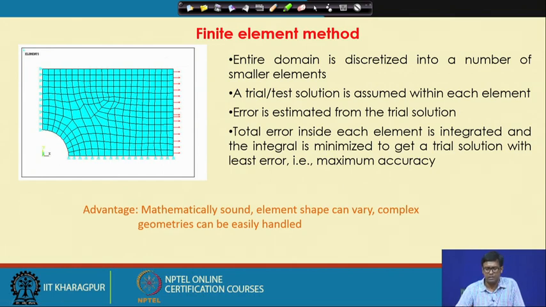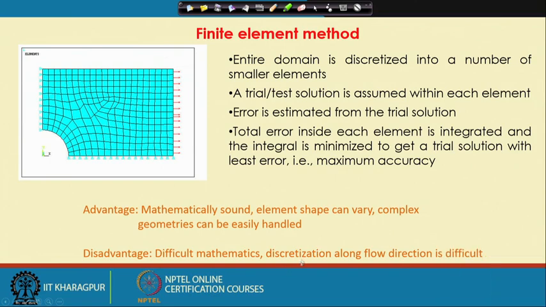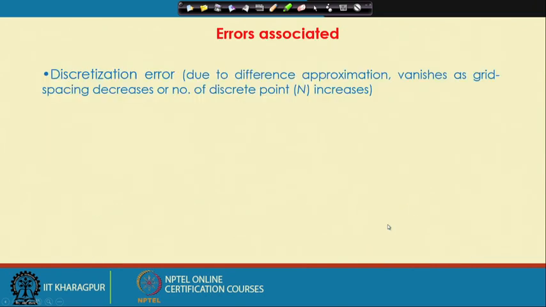With different element shapes, complex geometries can be handled. The issue is that it has difficult mathematics, and discretization in certain cases can be very difficult. However, the errors associated with it are important to look into. We have discussed discretization error, which is due to converting the differential equation into a difference equation. This approximation error is a function of grid spacing. As the grid spacing reduces, or as the number of points increases, this error reduces.